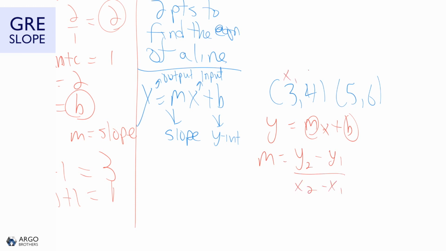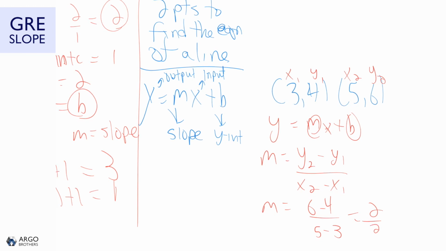We have the 2 points, so we can definitely find that. Very easy to find the slope. This equals 6 minus 4 over 5 minus 3, which is 2 over 2. So that equals 1. So m equals 1. We could just write it here. M equals 1. Okay, so we have the slope.